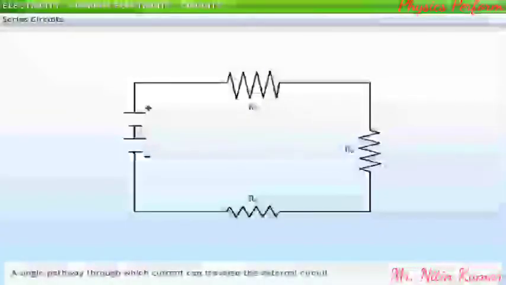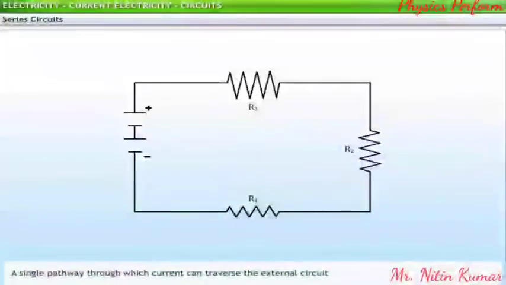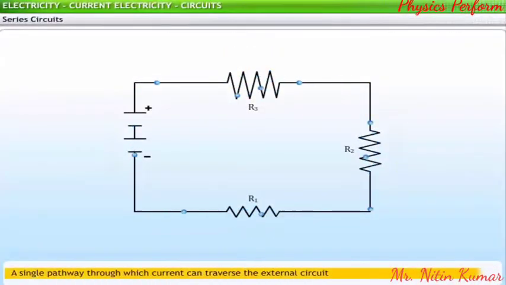Let us first examine a series circuit. In a series circuit, each device is connected such that there is only one pathway through which current can traverse the external circuit. Each charge traversing the loop of the external circuit passes through each resistor consecutively.